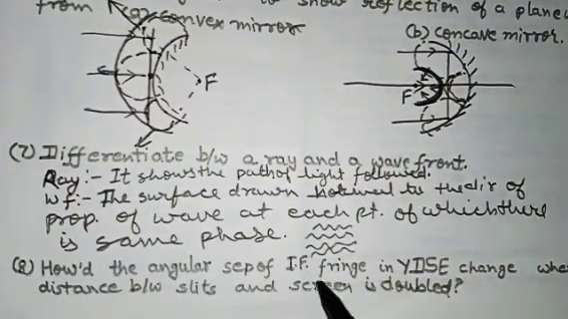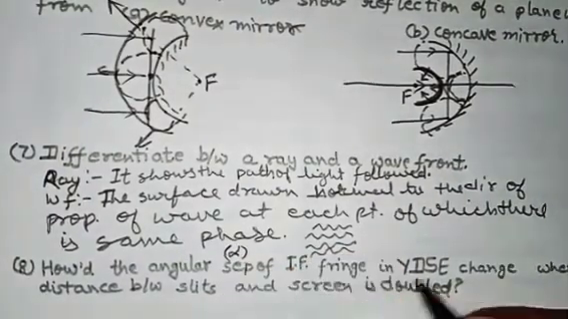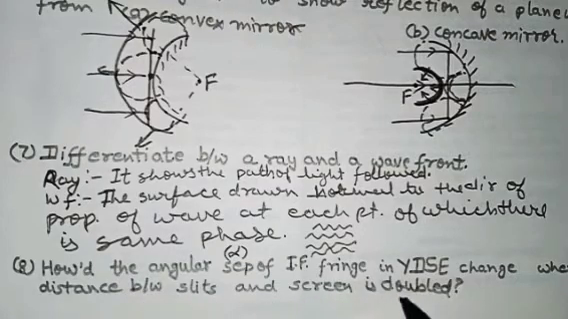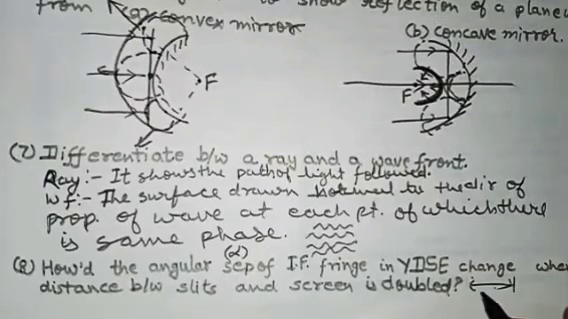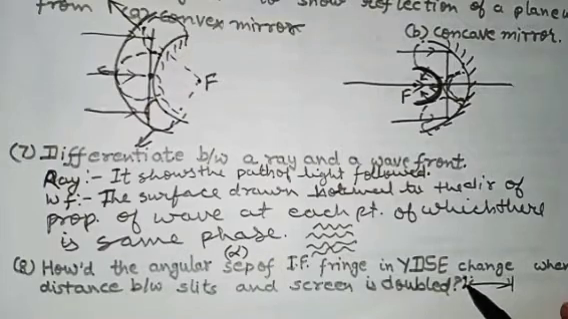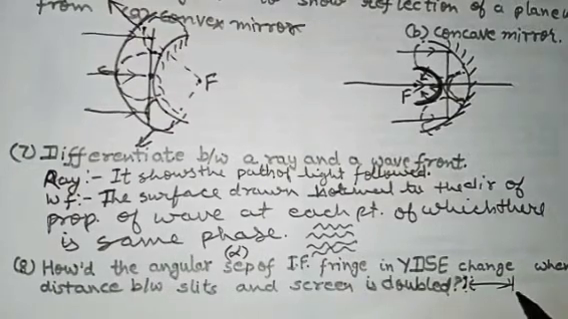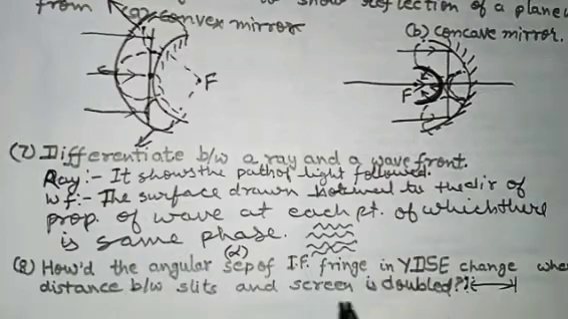How would the angular separation of interference fringes, angular separation alpha as we did earlier, change when the distance between slits and screen is doubled? Earlier it was only the distance between slits, which we can call slit separation, but here the distance between slits and screen means the distance between slits and screen. They are talking about this. The confusion is here: when they talk about the distance between the slits, they say distance between the slits, and when they ask about this distance, they say distance between the slits and the screen. So it looks like they are giving two conditions, but it is not that. It is the distance between slits and screen, meaning this distance.